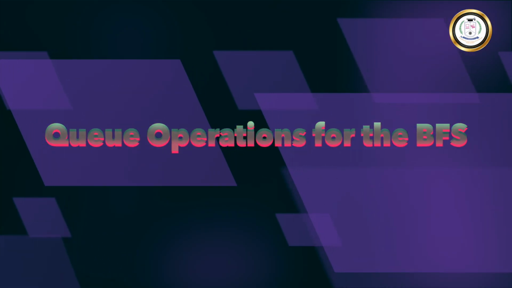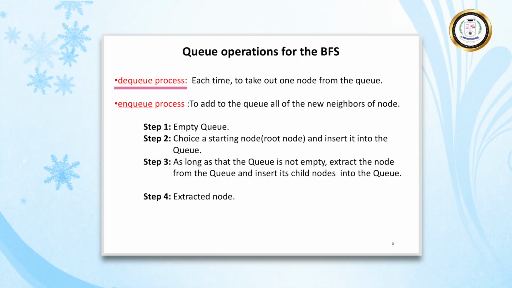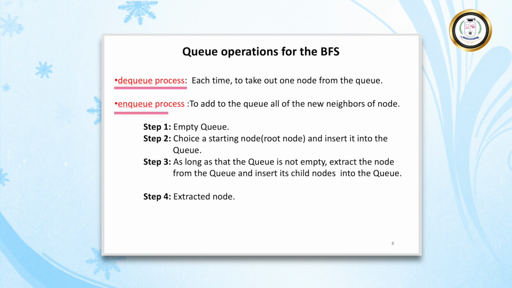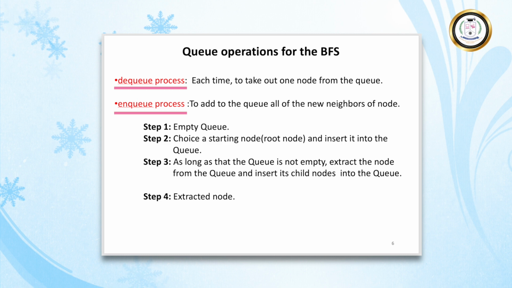Queue operations for the BFS. There are two processes. The DQ process: each time, take out one node from the queue. The NQ process means adding to the queue all of the new neighbors of the node. And for traversing a graph, breadth first search is the algorithm used.